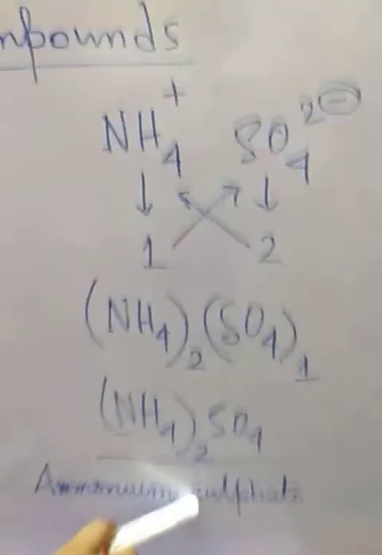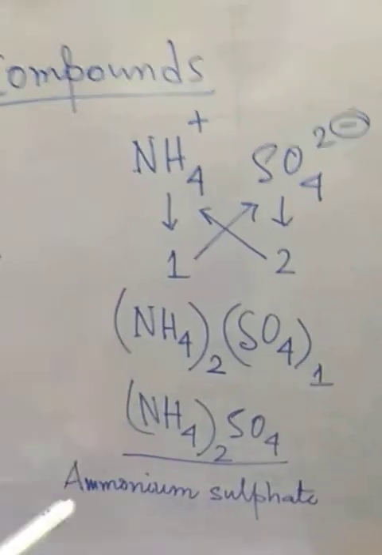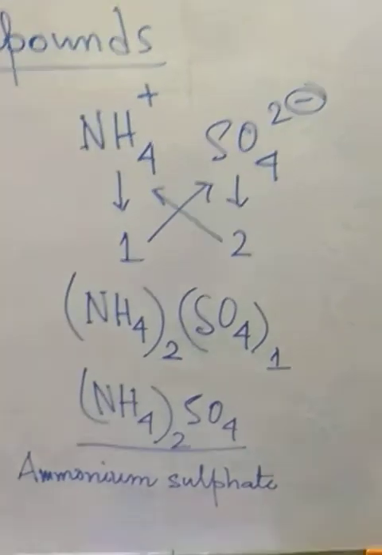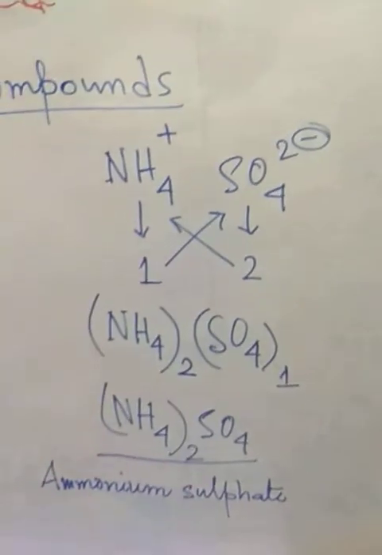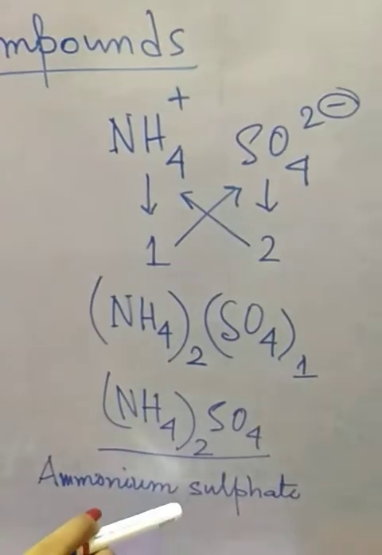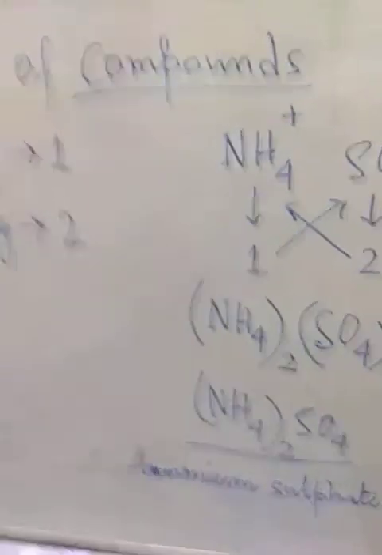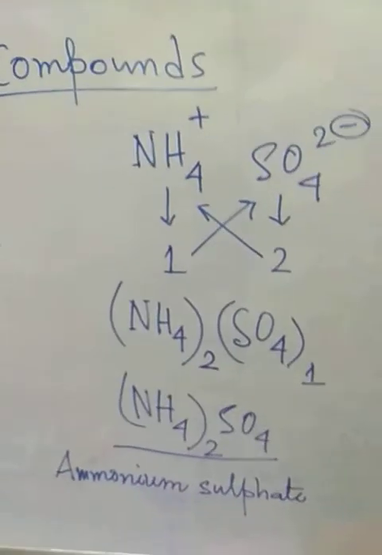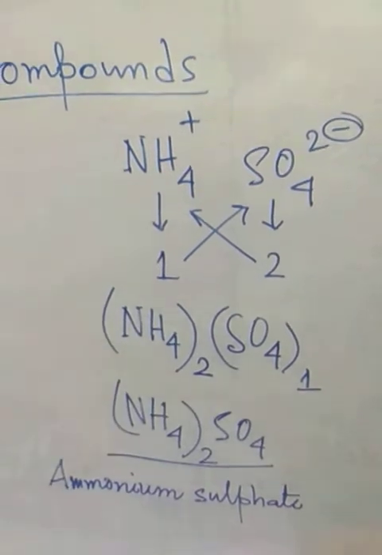This S will be small, and only the first letter of any compound, this A, will be capital. Otherwise all the letters will be small. Okay, and there will be a little gap between the positive and negative ions, the positive radical and the negative radical.